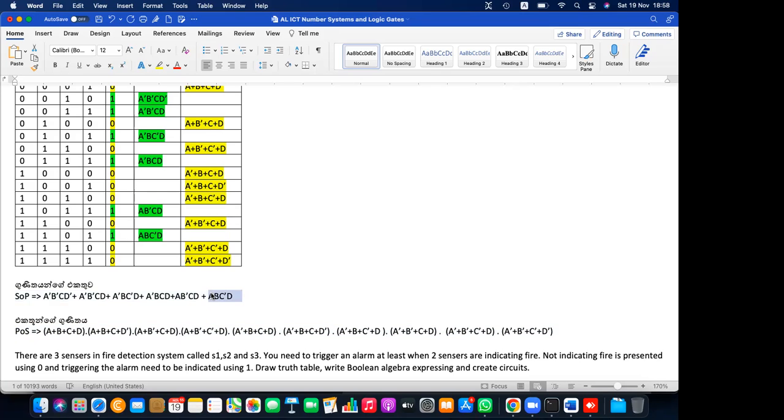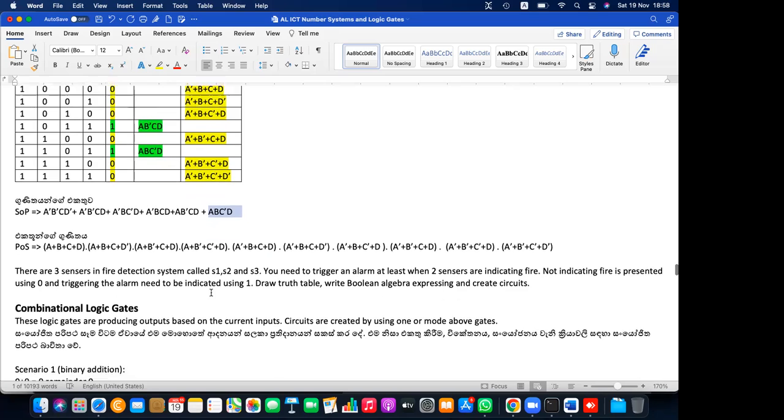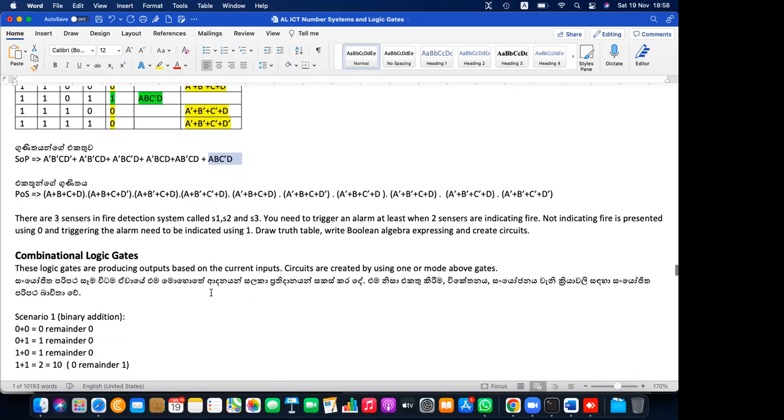But these can be simplified further. But for the moment, you can consider these two as the sum of products and product of sums. So please write down these two, and also write down this about combinational logic.